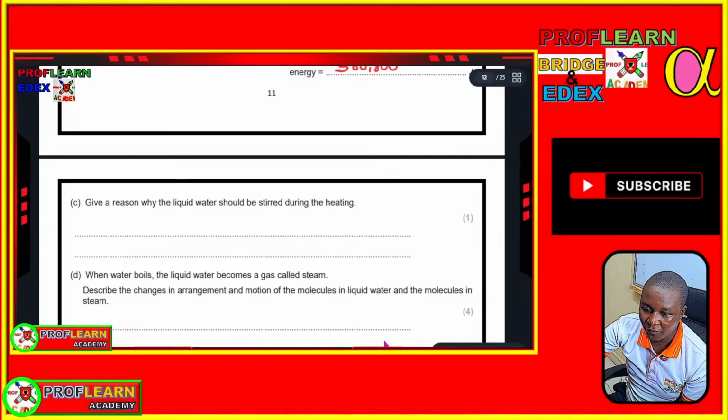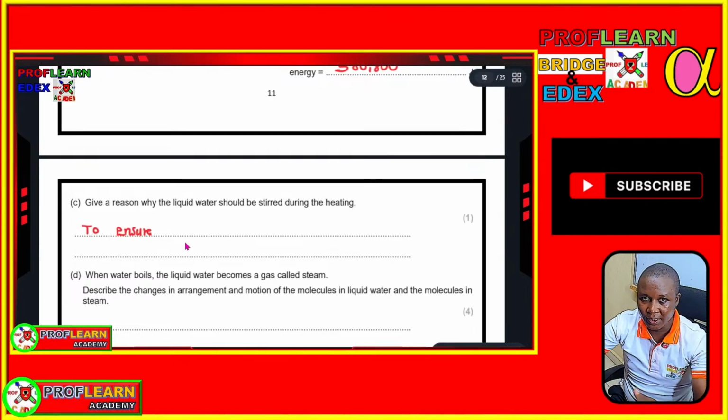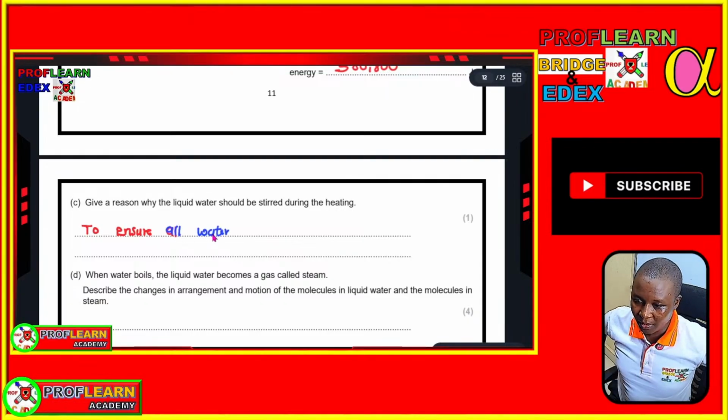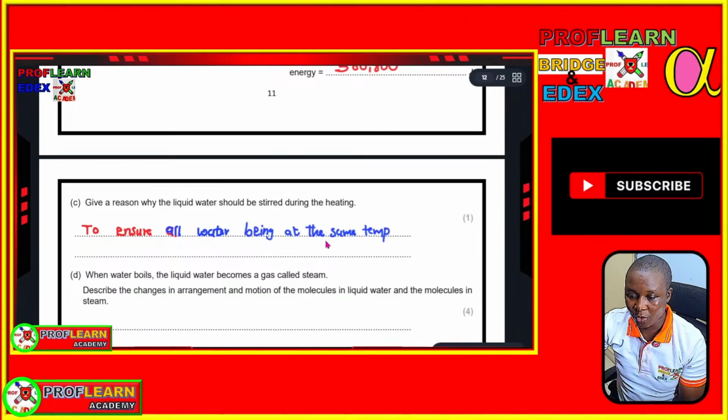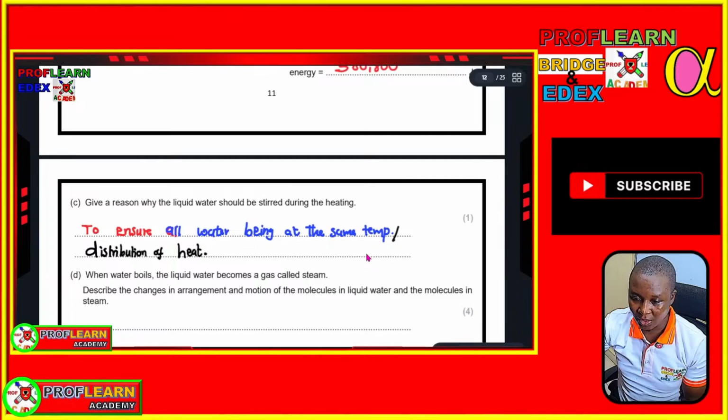Right, so give reason why the liquid water should be stirred during heating. This is for uniform distribution of heat throughout the entire liquid, to ensure that the entire liquid has the same temperature. So we are going to say for uniform distribution of heat within the liquid. That's why whenever you are doing this particular experiment, you have to stir the content.